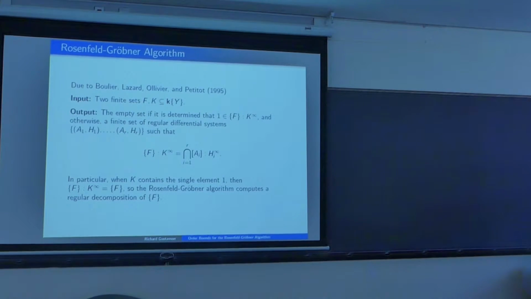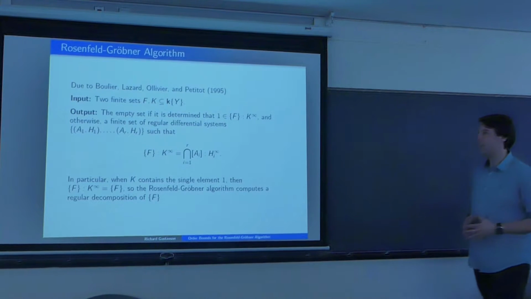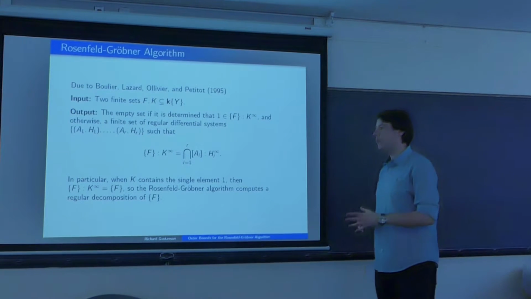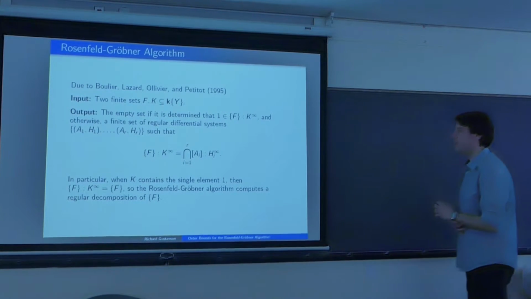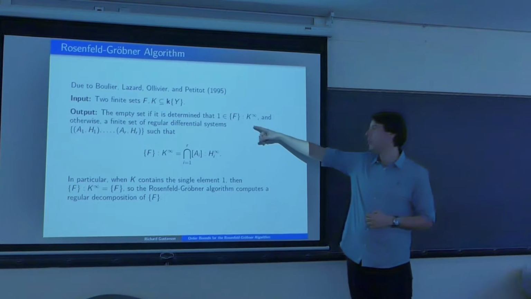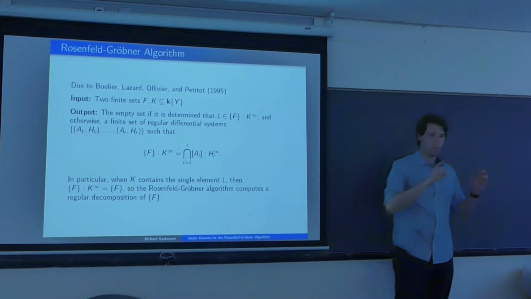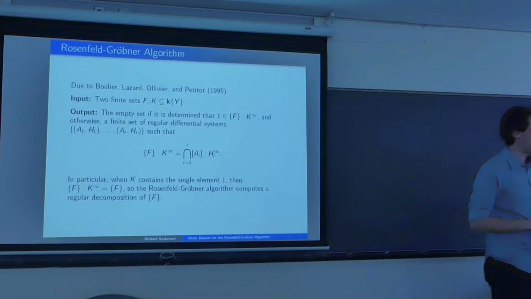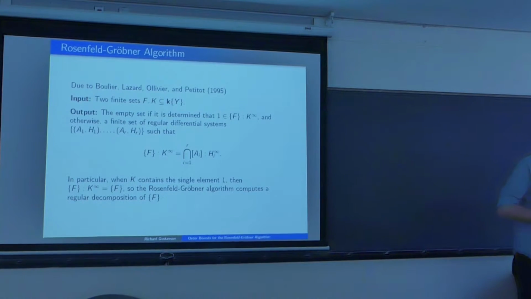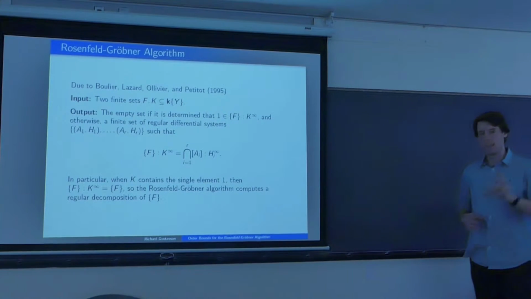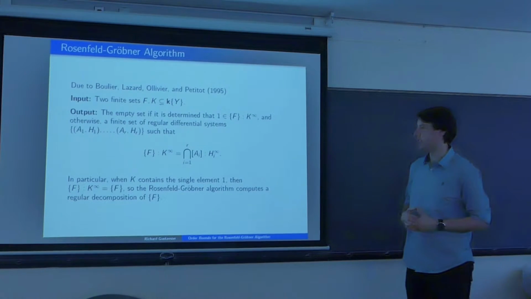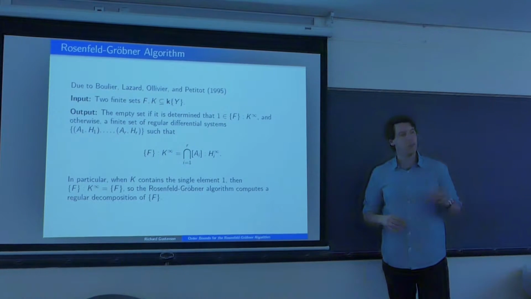Okay. So this is how the algorithm works. The input is two finite sets, f and k. The output: we take the saturation ideal, the radical differential ideal generated by f, by k. If it's determined that 1 is in this saturation ideal, then we return the empty set.